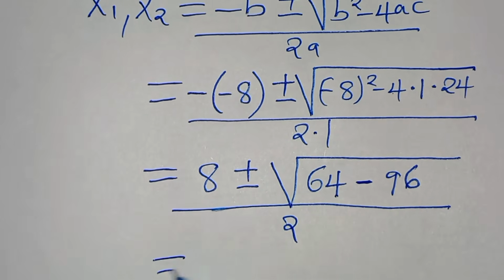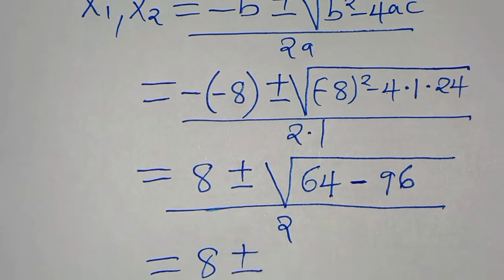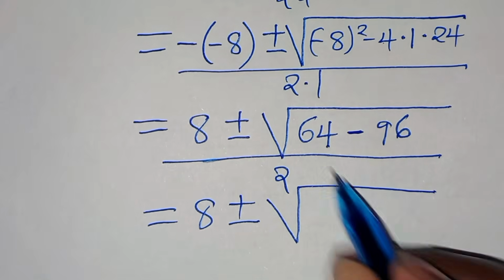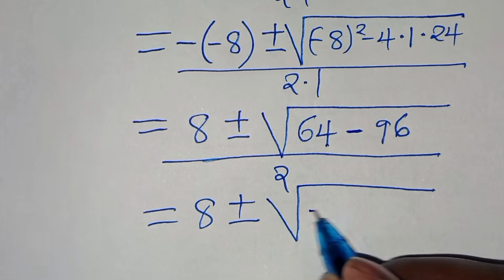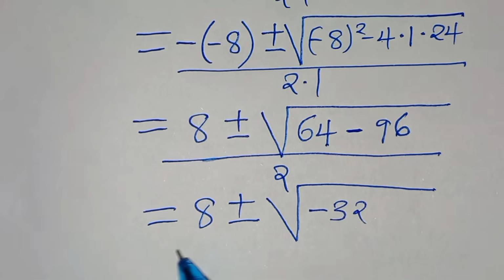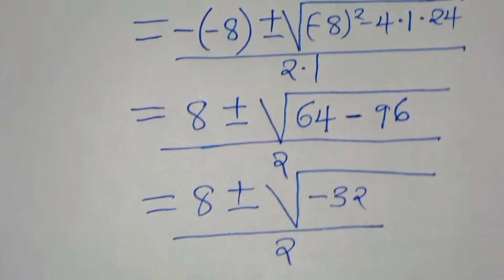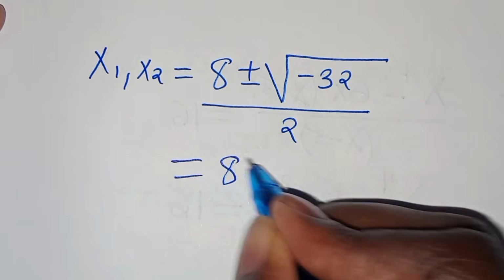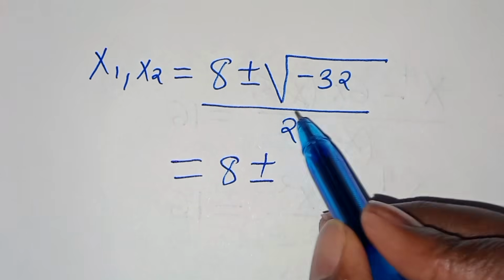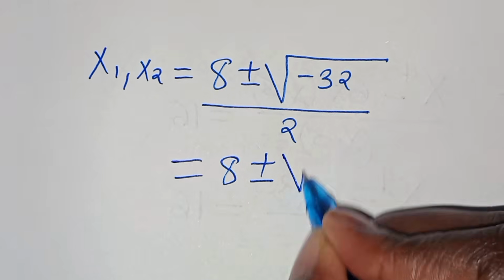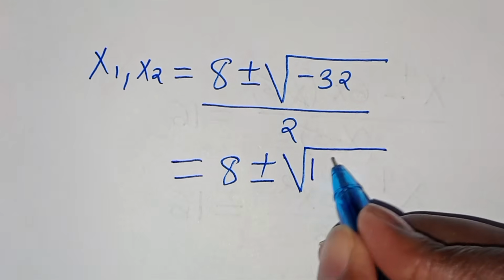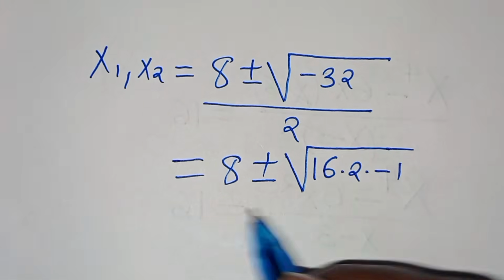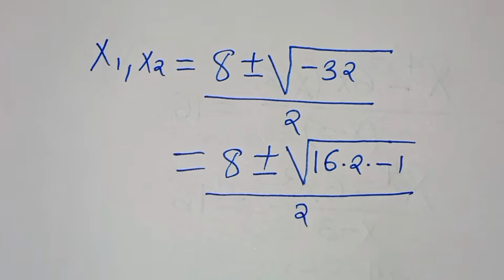Now, we have 8 plus or minus the square root of 64 minus 96, and this is minus 32. Everything here divided by 2. Now, this is equal to 8 plus or minus, we can express the square root of minus 32. This is the same thing as the square root of 16 multiplied by 2 multiplied by minus 1. Everything here divided by 2.